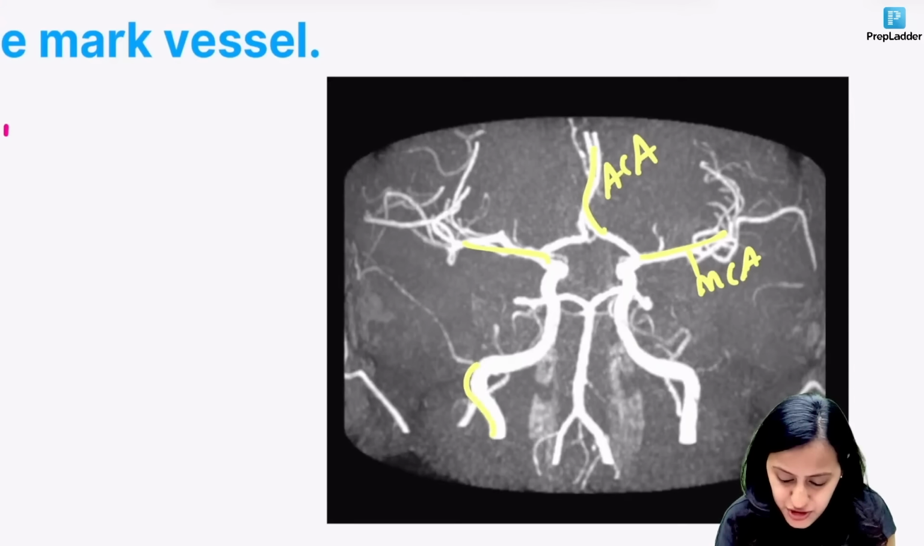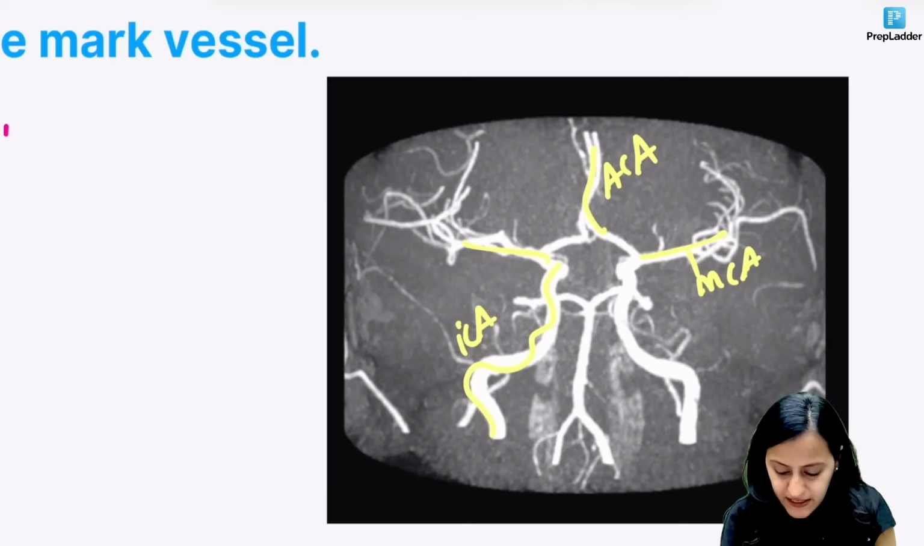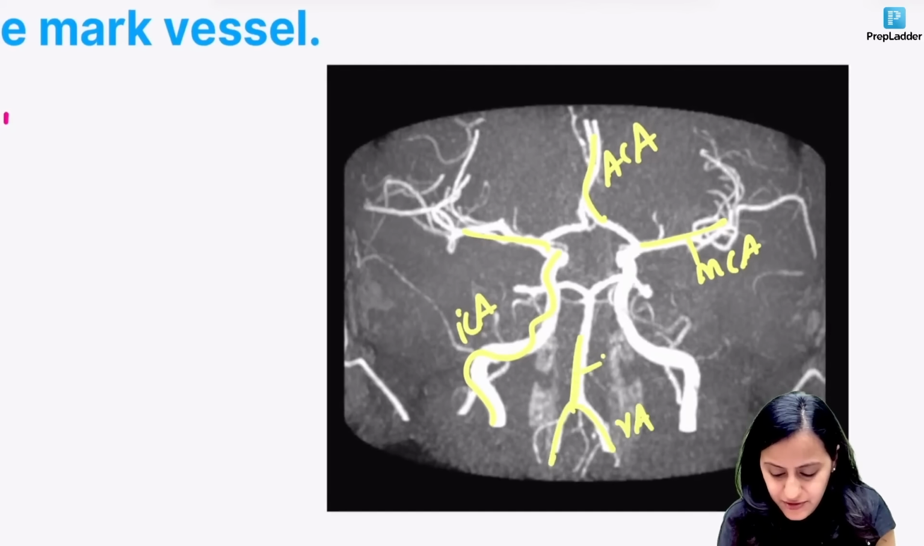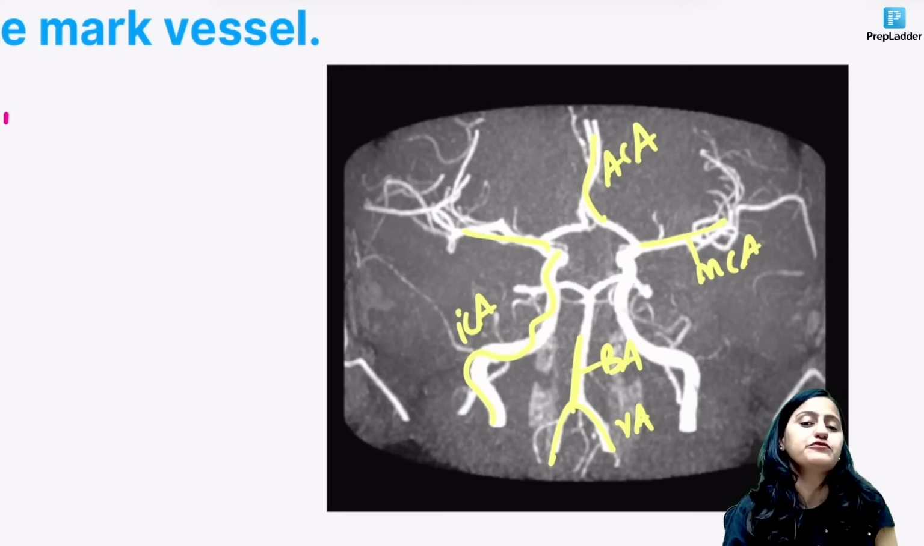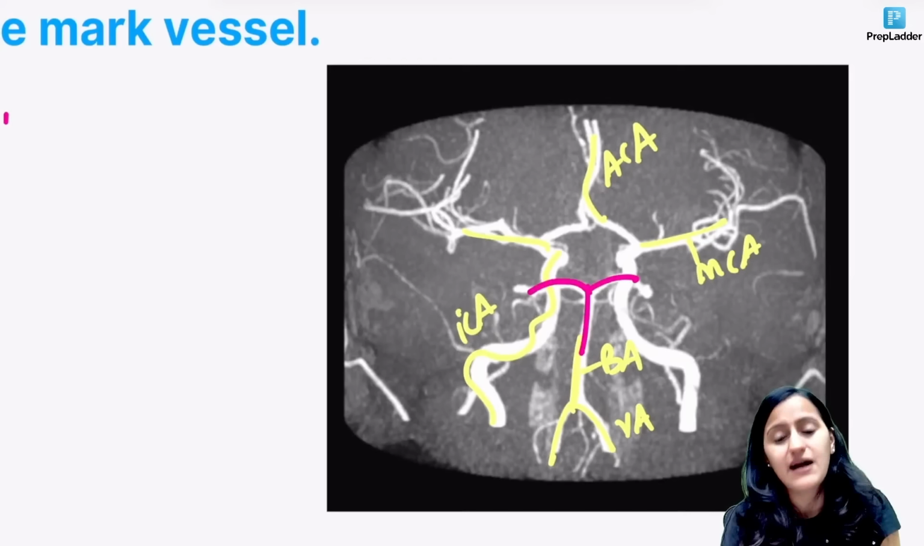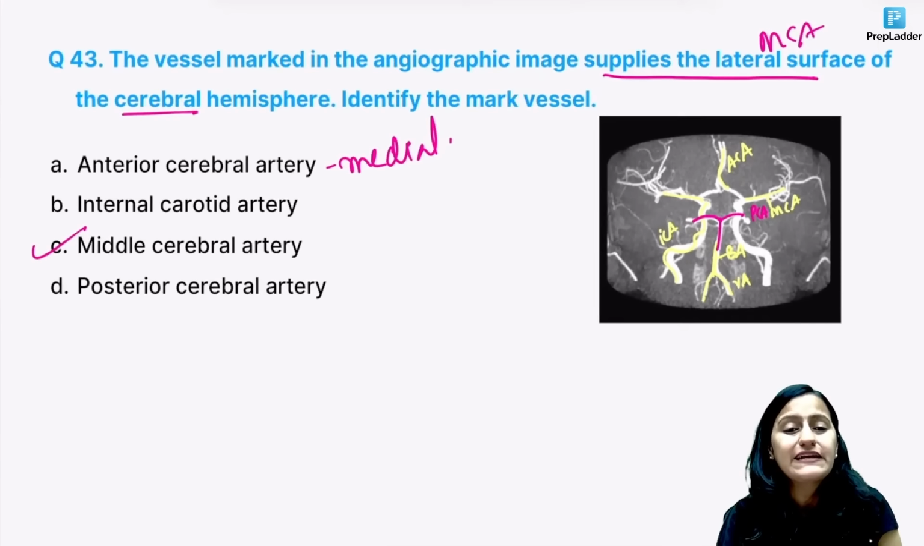Okay, this tortuous vessel, this is the internal carotid artery. These two vessels joining to form one vessel, this is vertebral arteries, two vertebral arteries joining to form the basilar artery, and the basilar artery giving this terminal artery, which is PCA, posterior cerebral artery. Okay, so that is how you identify the vessels on MR angiogram.